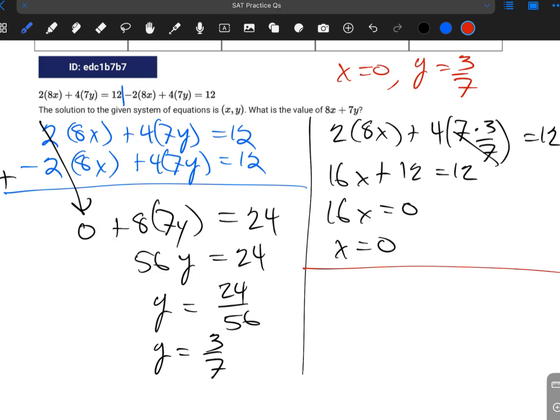So lastly, you can just plug in these values into here. So you have 8x, which is 0, plus 7 times y, which is 3 over 7, and that will give you 0 plus 3. So the answer is 3.